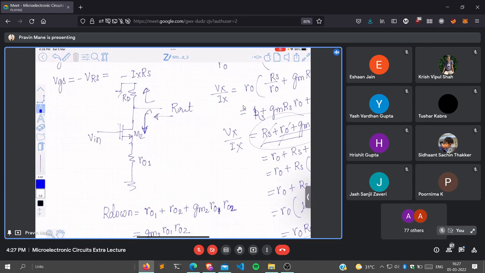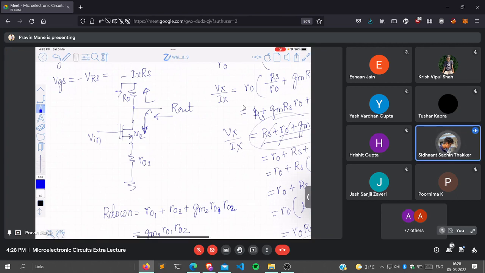Understood how to calculate resistance in case of source degeneration? Understood how to calculate a resistance looking from the drain terminal when RS is there? Any question?